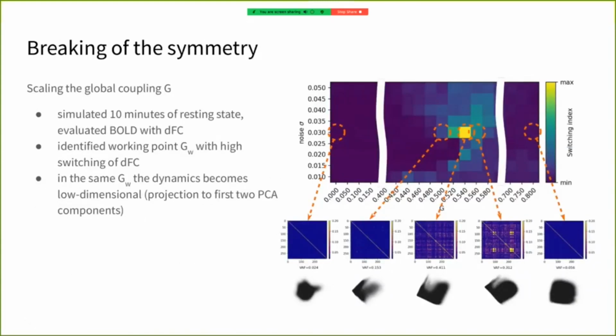So let us first study how the connectivity structure shapes the dynamics, in this case by breaking the symmetry of the connections. We scale the global coupling parameter from 0, which corresponds to the disconnected model, to larger values where the input of the network node is saturated by its neighbors. In the middle of these symmetrical cases, we arrive at a working point or working regime where the model exhibits dynamics characteristic for the resting state. So that's these fluid changes between states with similar functional connectivity. Interestingly enough, in the same part, the dynamics of the model as measured by variance explained by the first few components of the PCA of the trajectories in the state space becomes also low.